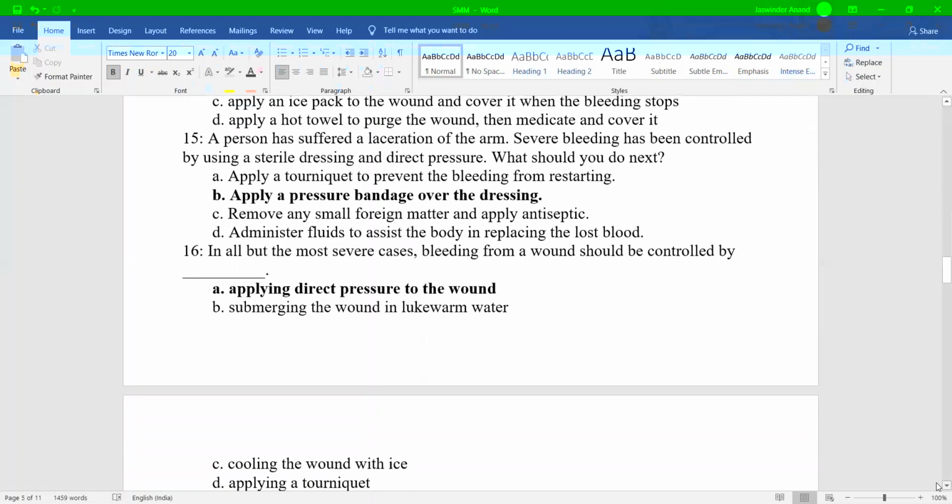Question number 16. In all but the most severe cases, bleeding from a wound should be controlled by, the answer is applying direct pressure to the wound.